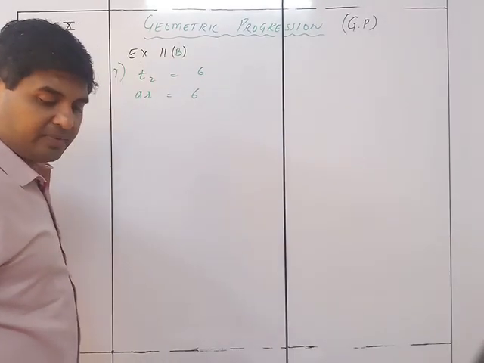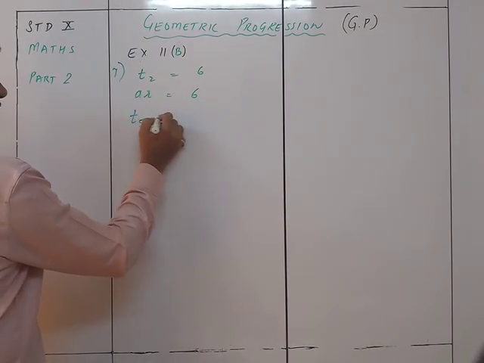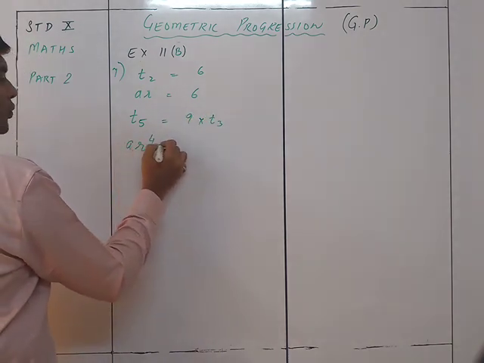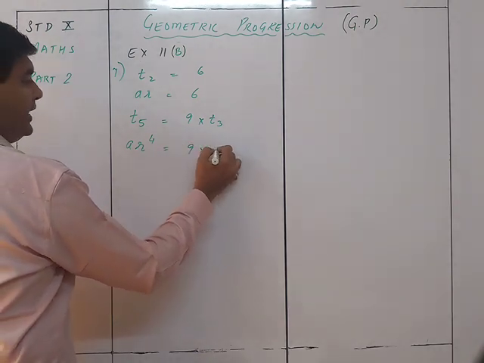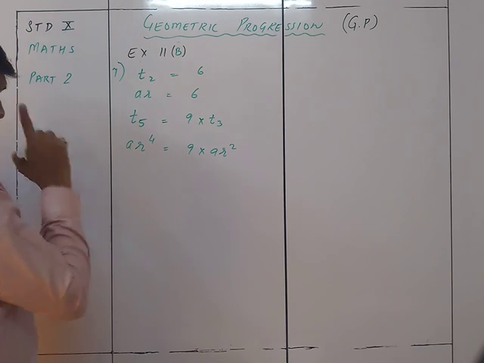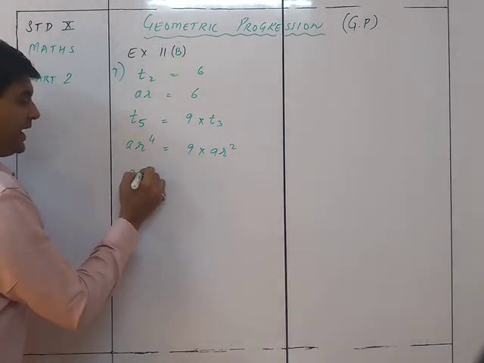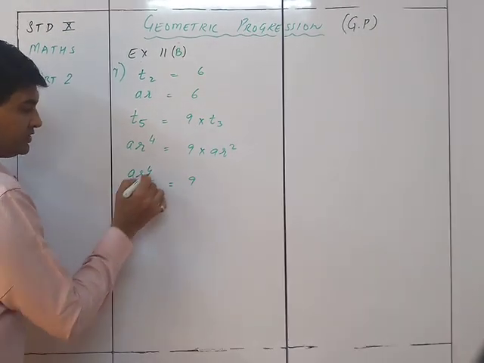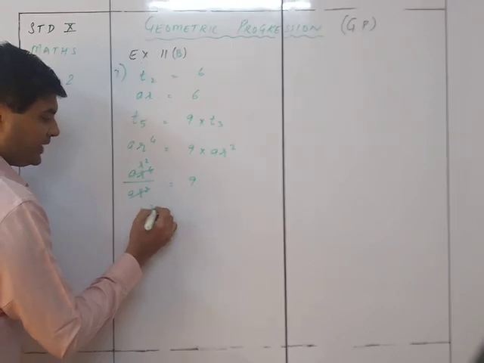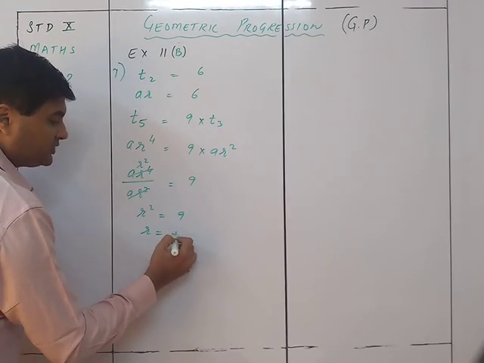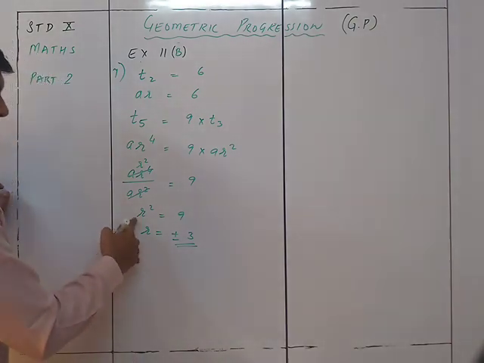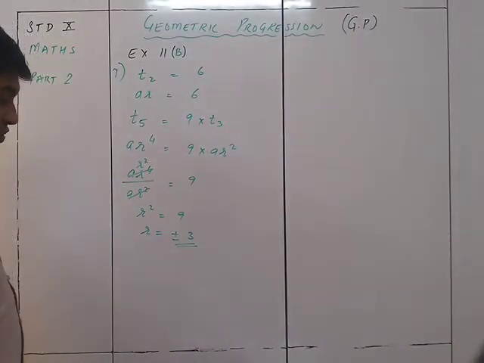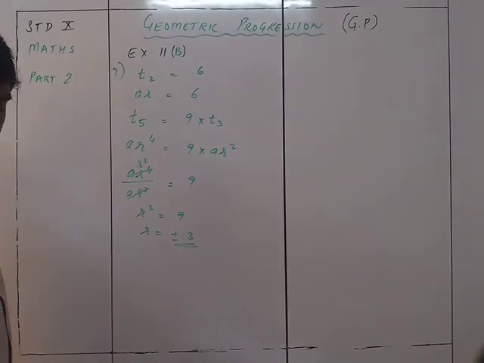It is given that the fifth term is 9 times the third term. So T5 is equal to 9 into T3. So AR raised to 4 is equal to 9 times AR raised to 2. So this gives us AR raised to 4 upon AR raised to 2 is equal to 9. This cancels to R square, so R square is equal to 9. So R is equal to plus or minus 3. Remember, whenever you have squares, you will have to use plus or minus every time. So that will be plus or minus 3 as your R.